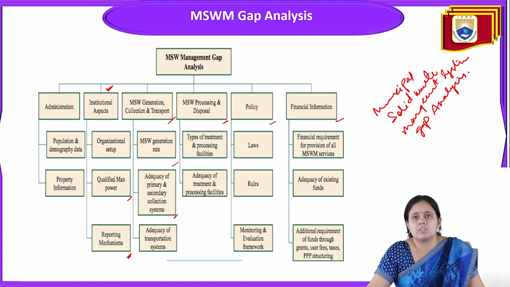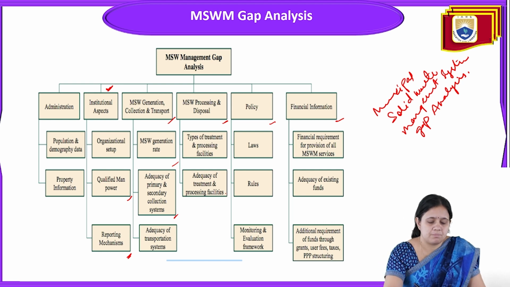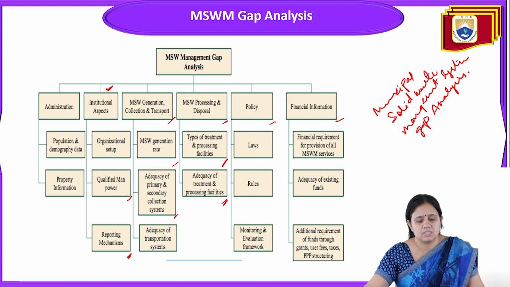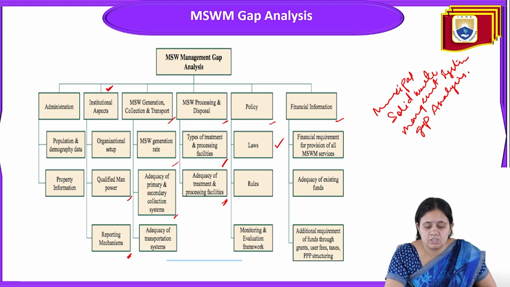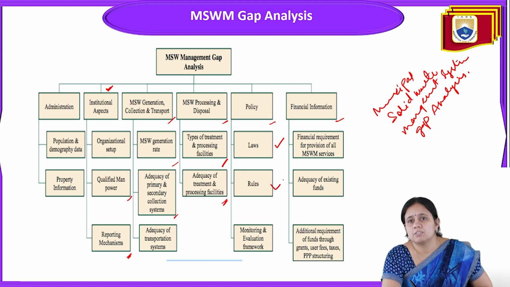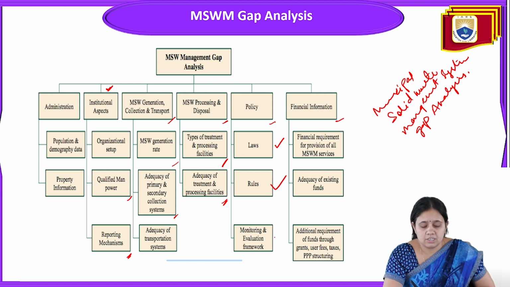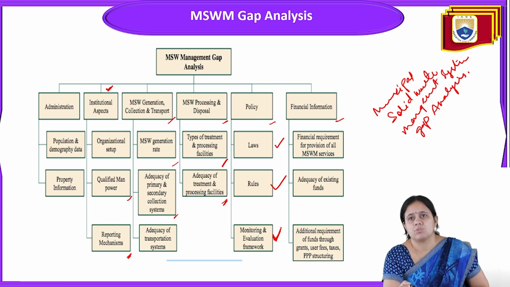Next is MSW processing and disposal. In MSW processing and disposal, there are a few types of treatment and processing facilities. Adequacy of treatment and processing facility means first the type of treatment, then the adequacy of the treatments. Next point is the policy. A policy has been made for municipal solid waste management. In that policy, there are the different municipal solid waste management laws, municipal solid waste management rules, and then the continuous monitoring and evaluation framework.